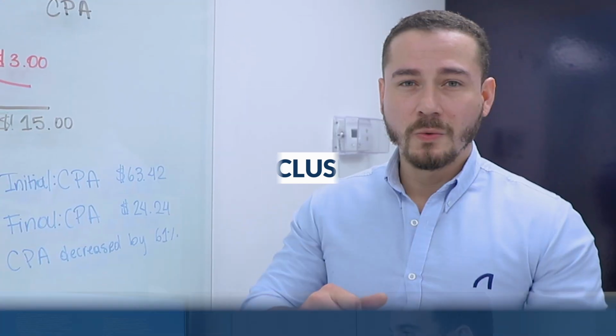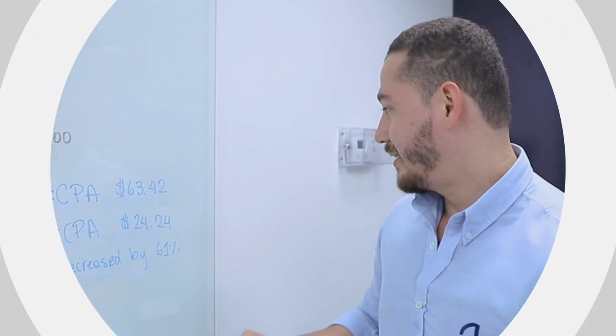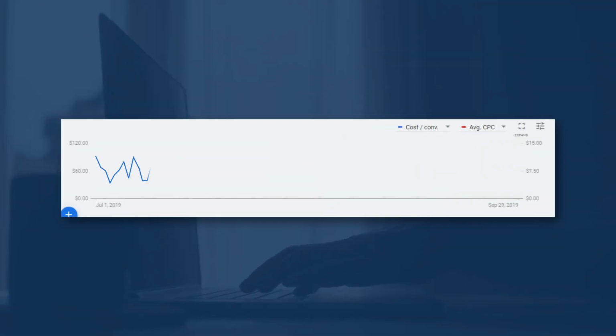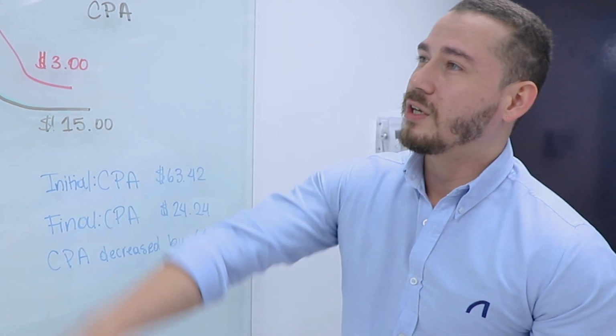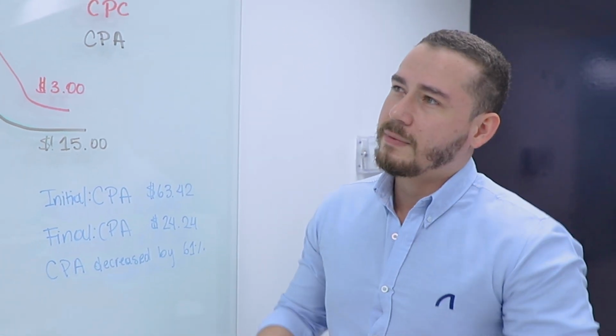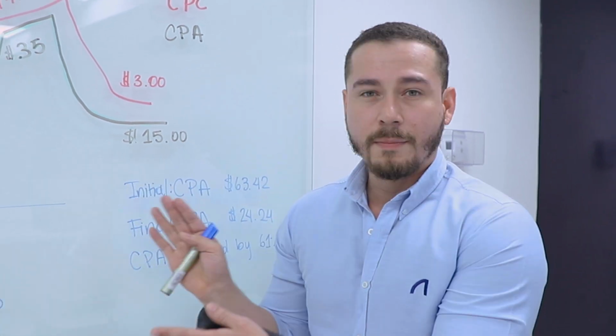So we just went through one of the strategies that we implemented on one of our case studies. And what we find is that we dropped the CPA from $63 down to $24. That's roughly a 61% decrease in CPA. What is interesting is that everything is fully automated, running under AI, but we managed to have some sort of control with this type of strategies.